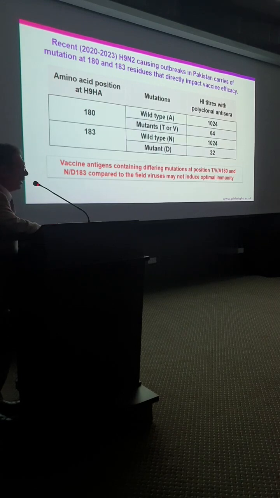Similarly, you can identify which amino acids are more critical to compromise vaccine efficacy. For example, in this case, we identified, and this is published, that amino acids 180 and 183 in the H9 HA are very critical for the immunogenicity of these vaccines. If the wild type virus in the field has A amino acid, the vaccine will induce cross-reactivity against the homologous 1024. When the virus has T or V at that position, the vaccine efficacy is compromised drastically. Similarly, if the field virus has N at that position, it is the same kind of quite good immunity. But if the field virus now contains D because of evolution or mutation, then it is compromised.